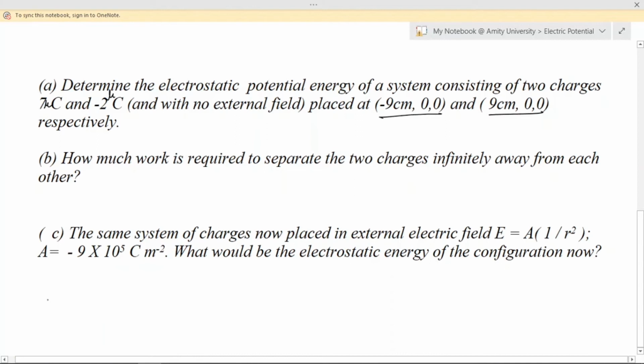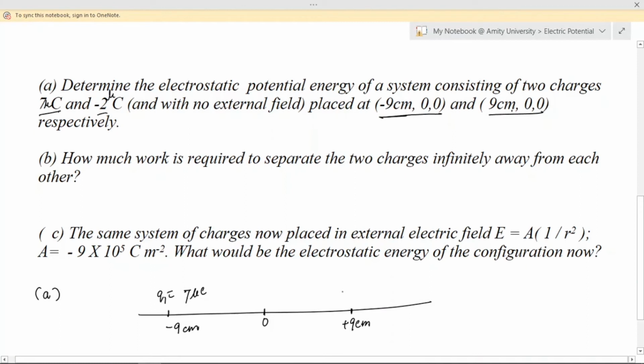So let us solve part A first. According to this, we can consider that both the charges are along the x-axis, that is along a straight line, and if we consider this point to be the origin, then one charge, 7 microcoulomb, is located at minus 9 centimeter, over here. If this is minus 9 centimeter, then here we have a charge Q1 which is equal to 7 microcoulomb. At this plus 9 centimeter location, we have the minus 2 microcoulomb charge. So Q2 is minus 2 microcoulomb.